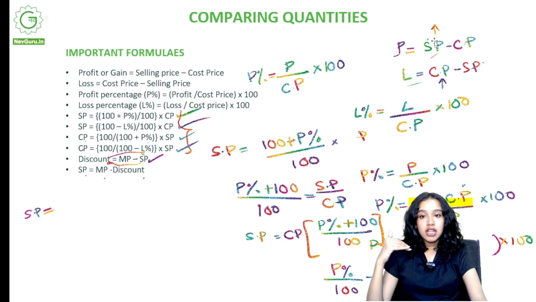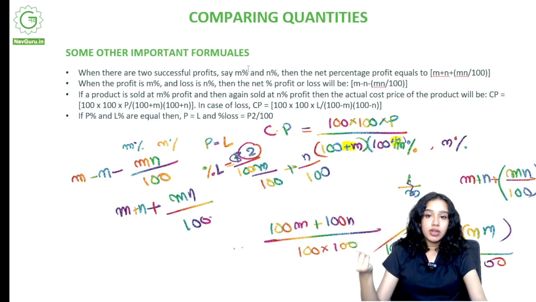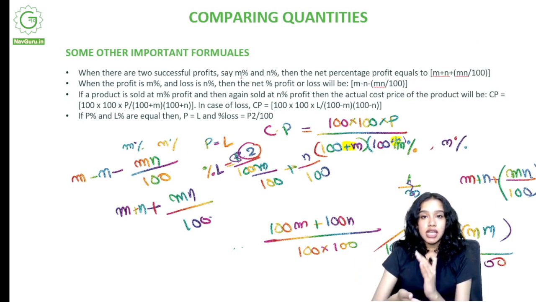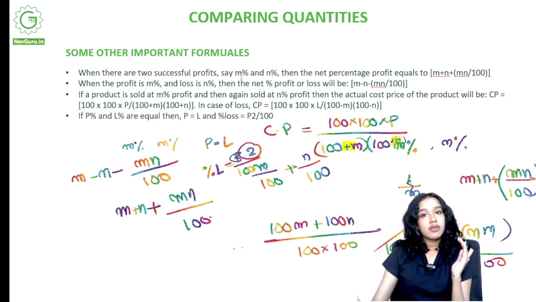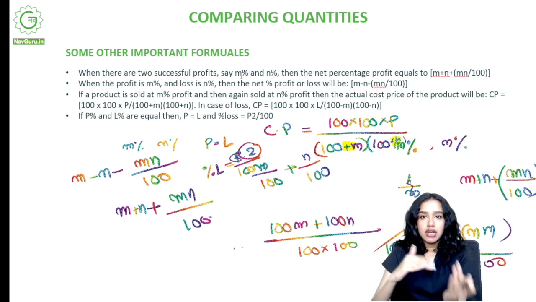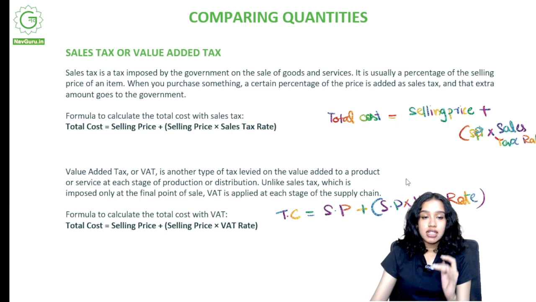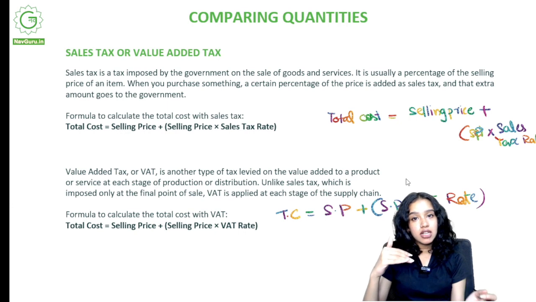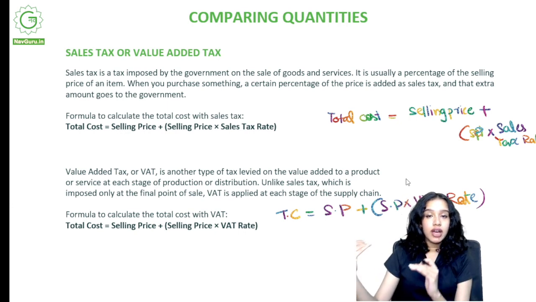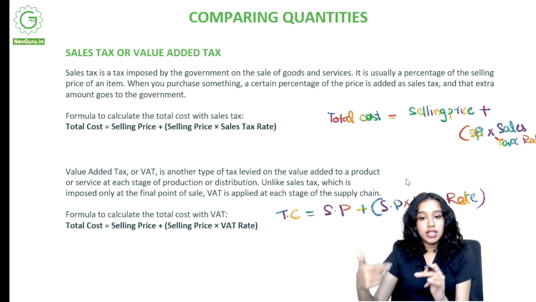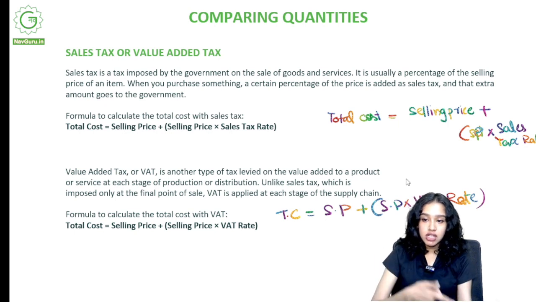Now, when we are talking about successive discounts, that is more than one discount, the final price is found by multiplying the original price by 1 minus the first discount into 1 minus the second discount. Now, we talked about the different formulas of profit and loss, profit percentage, loss percentage and discount. Then we talked about the formulas when there are two profits, m percent and n percent. Then we talked about a profit and a loss, or two losses, and how all that works. And then we talked about sales tax and value added tax. The formula for sales tax is: total cost is equal to selling price plus selling price into sales tax rate. And for value added tax, total cost is equal to selling price plus selling price into value added tax rate.